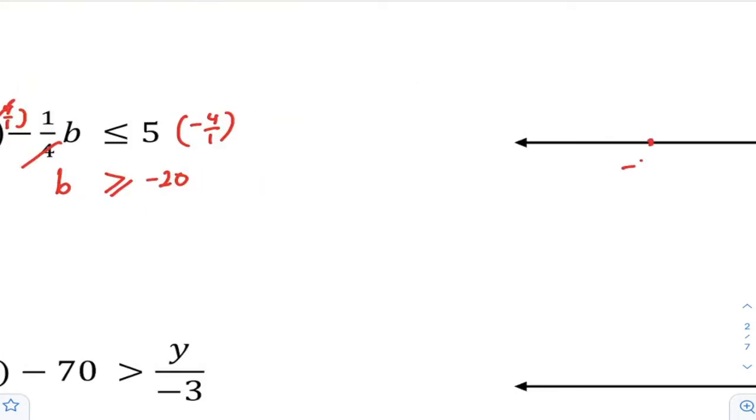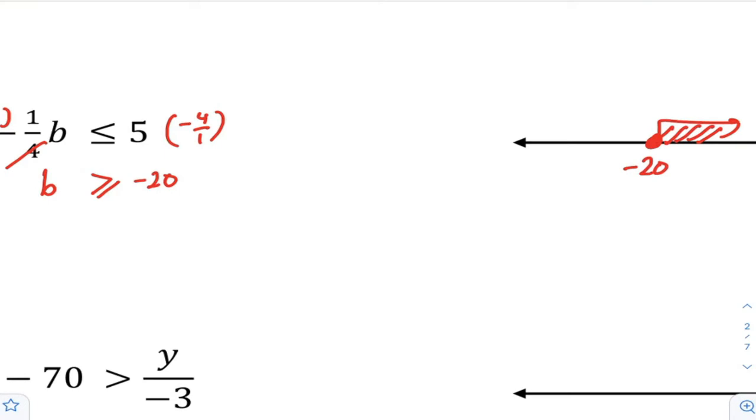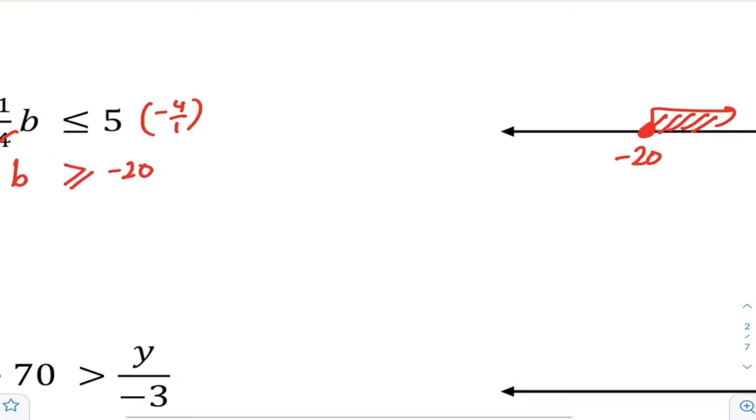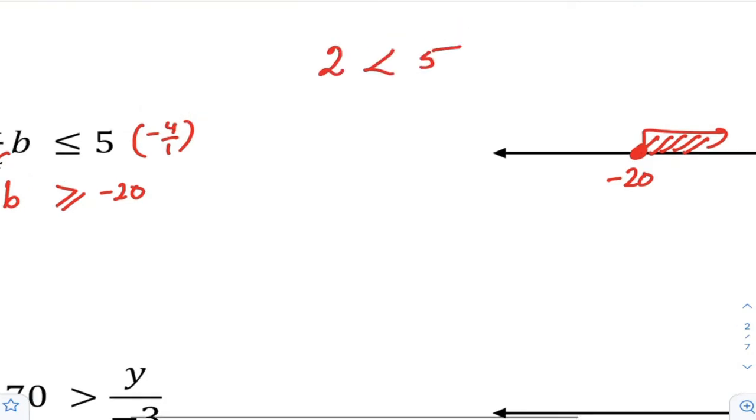And this is -20. Close the circle and everything will be to the right. It's more than or equal to 20. Let's see why we are flipping the sign of the inequality. For example, everyone knows that 2 is less than 5.